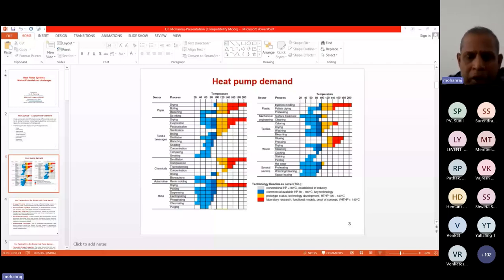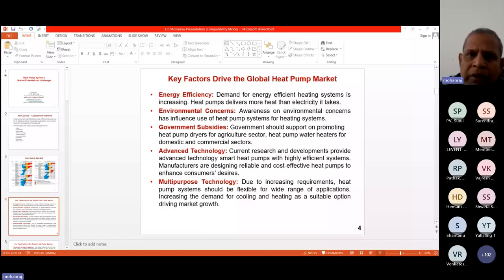Now I move to the 4th slide. What are the key factors influencing this global market? The main thing is energy efficiency.